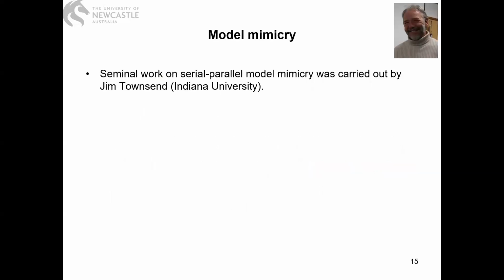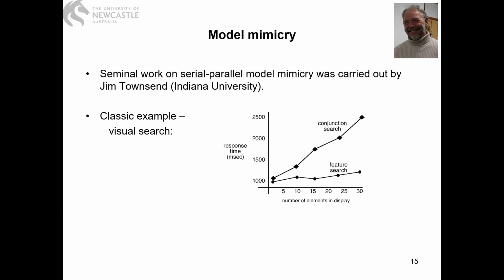Much of the work on serial-parallel model mimicry has been driven by Jim Townsend from Indiana University. A classic example is that of visual search, where for many years it was believed that the slope of the search function can be mapped uniquely to serial or parallel processes. Jim's work suggested that serial and parallel models can generate similar-looking slopes of the function.